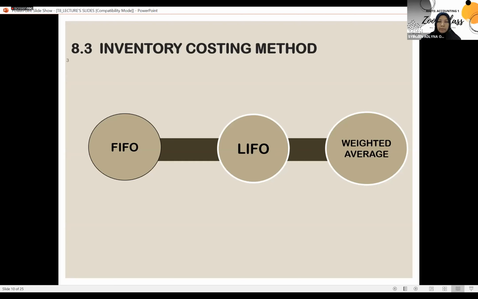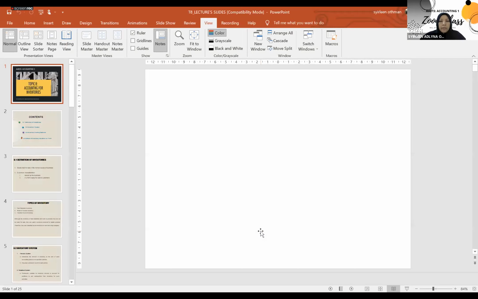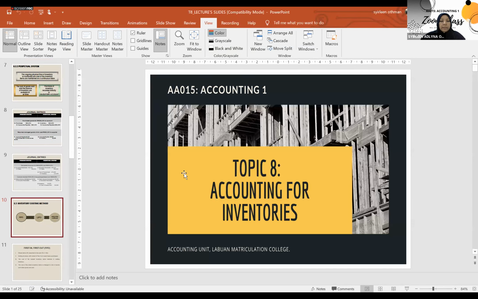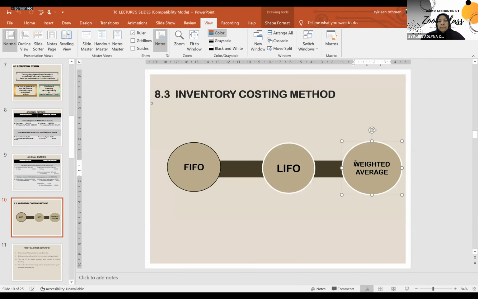Okay, and for the other one, kita ada satu yang kita panggil sebagai average method. Okay, alright. This is actually average method. It's not weighted lah. It's average method. Okay, sebab bila kita guna perpetual, dia akan jadi moving average. Kalau kita guna periodic, dia akan jadi weighted average.